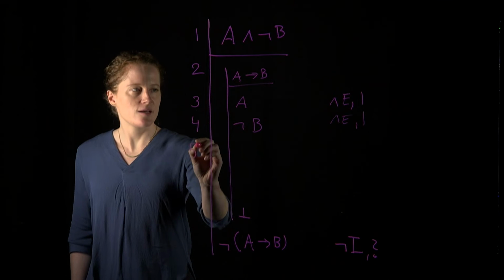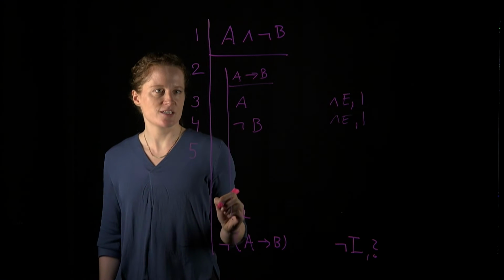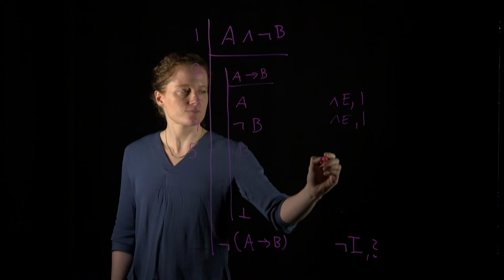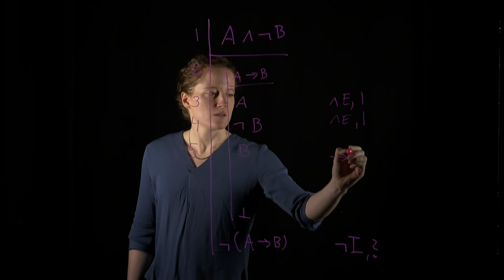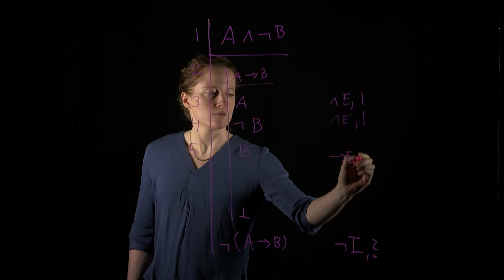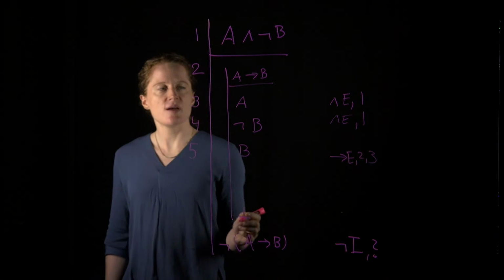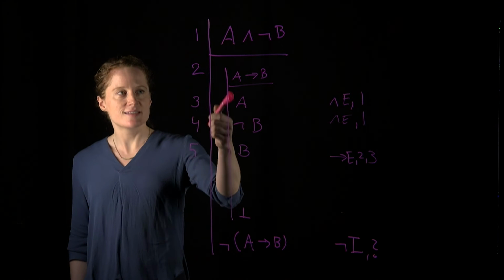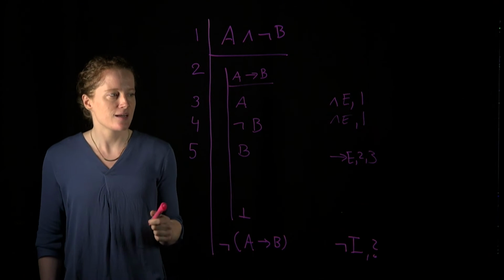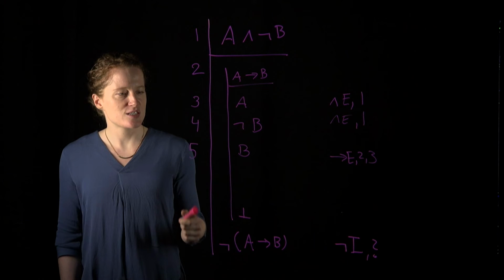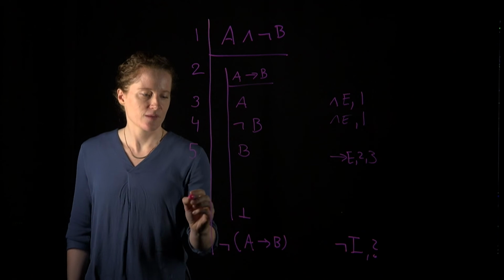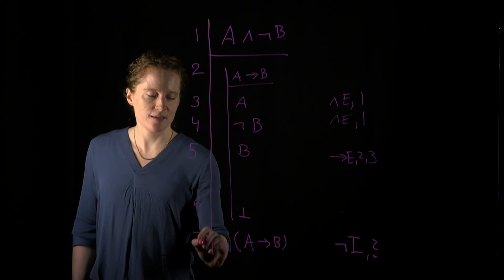And now I can apply conditional elimination to lines 2 and 3 to infer B. So in line 2 we have the conditional if A then B, and in line 3 we have the antecedent of that conditional, A, and so conditional elimination allows me to infer B from these two lines. And now I just need to fill in the gaps.